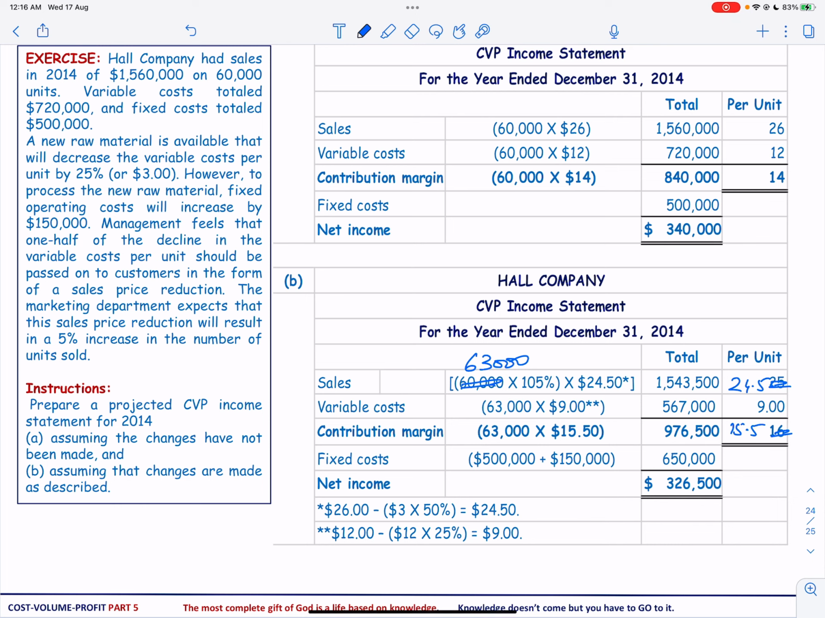Okay. So this completes our discussion on features of a cost volume profit income statement and basic cost volume profit concepts. Remember, effective questioning brings insight, which fuels curiosity, which cultivates wisdom.